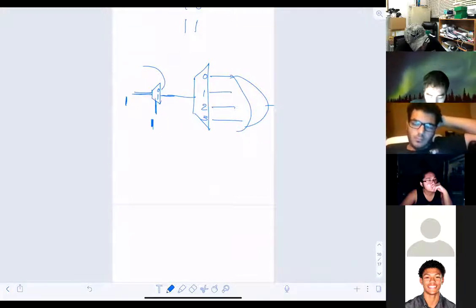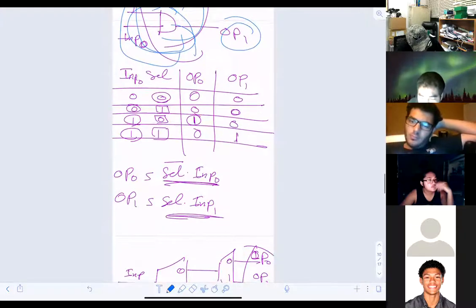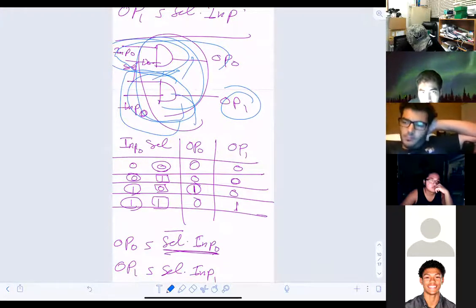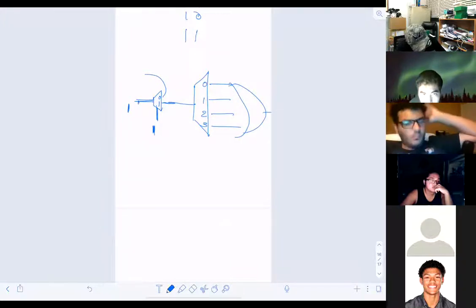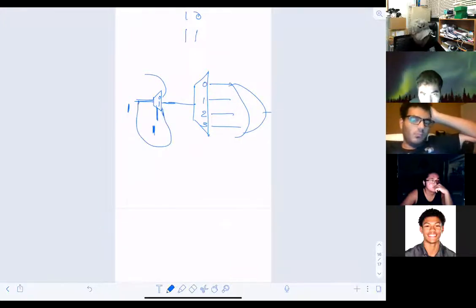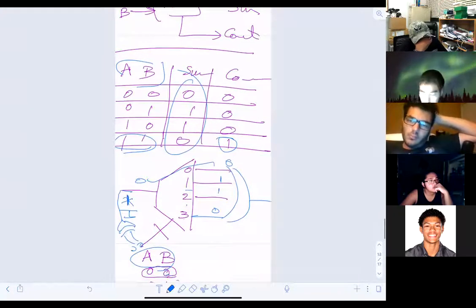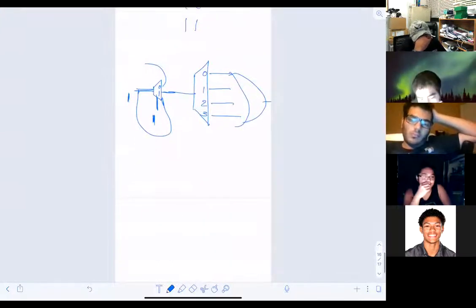And what? Wait. Let's see this one. If select is equal 1, the input would be equal 1. So you can put here also 1. And then, no, it will be a little bit tricky. We have to add more gates.